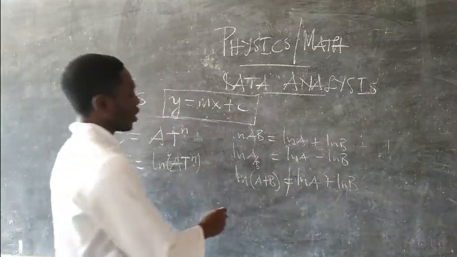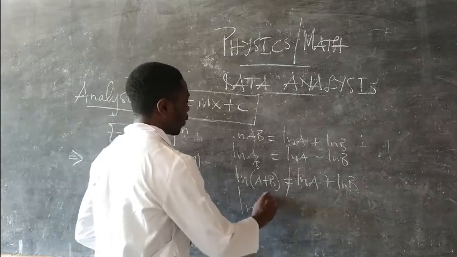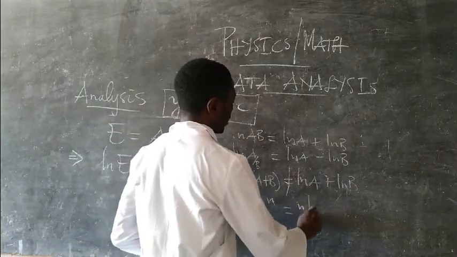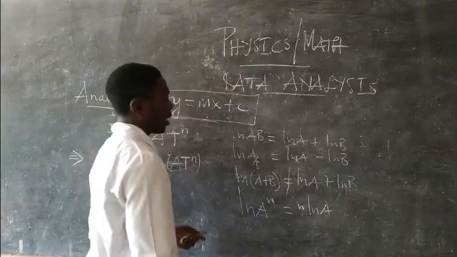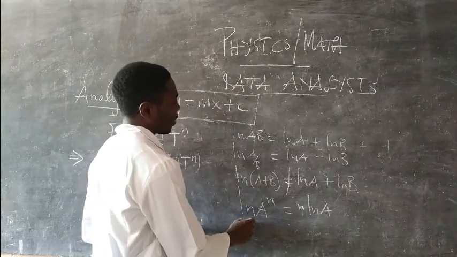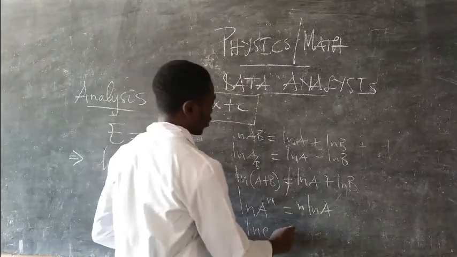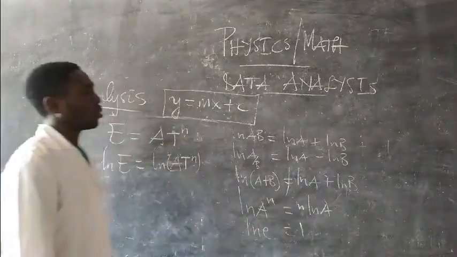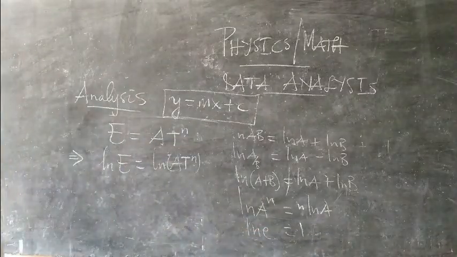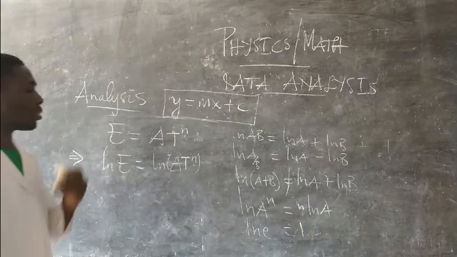So this is what you do, and then you have ln a to the power n is the same as n ln a. And ln e is equal to 1. So we are going to be using that so often. Wherever you see ln e, you just replace it with 1.